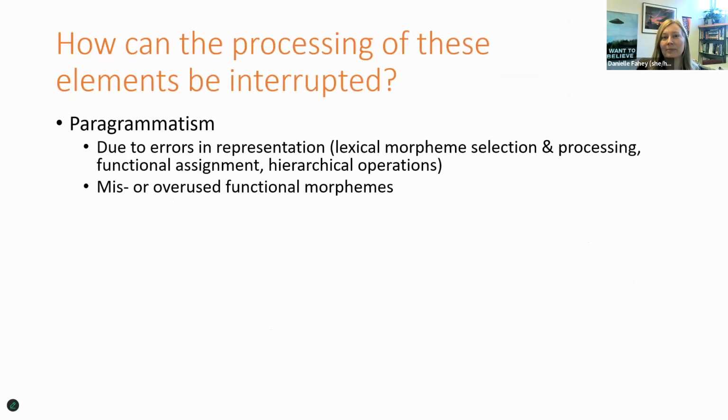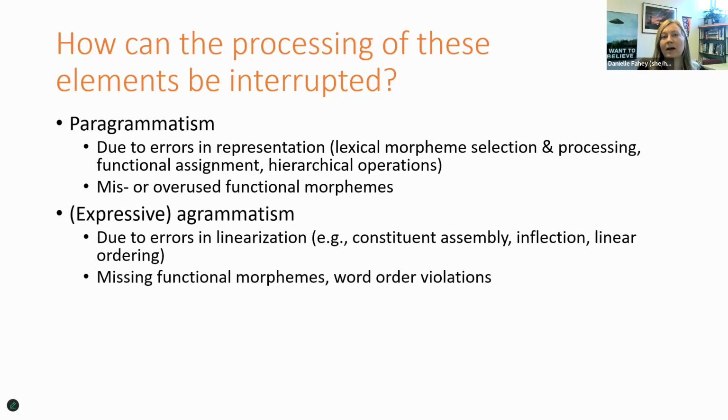So we can see that folks have different kinds of errors when they have aphasia. So these may correspond to an interruption at different points in that process. And we correlate these to the categories, the syndromes of aphasia. So first we have paragrammatism, and we theoretically relate this to errors in the representation, and what we would observe in folks' behavior if they have those types of processing errors is a miss or an overuse of functional morphemes. And then on the other hand, if folks are having an interruption or errors in linearization, this might appear as missing functional morphemes or word order violations, and we might call this expressive agrammatism.